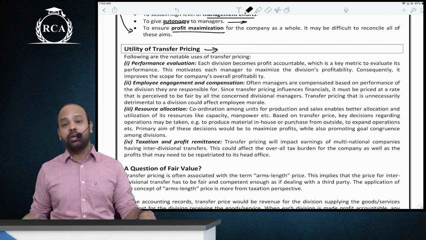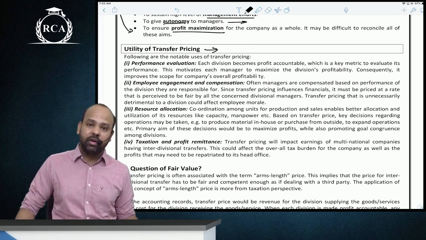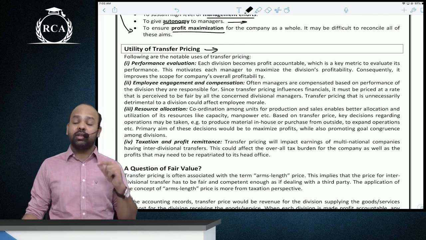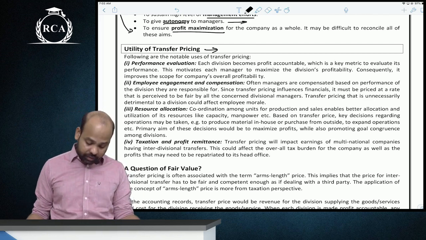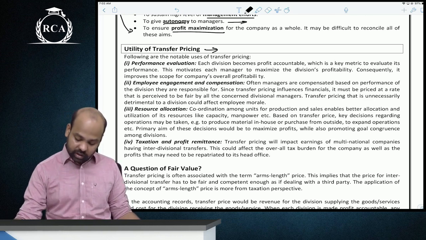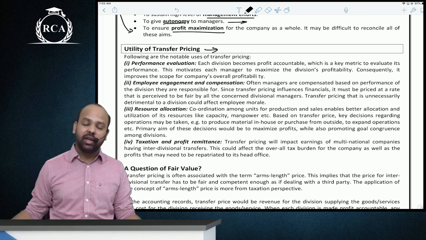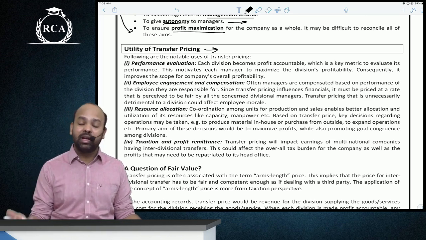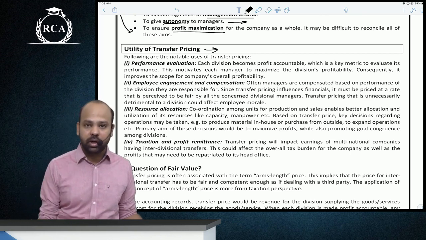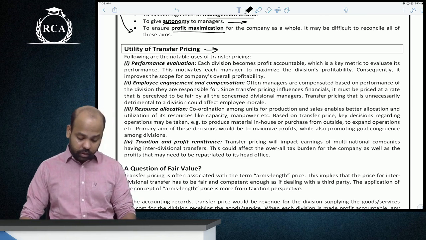It will be used for the purpose of resource allocation. Once you know the amount of divisional performance, you will know which division needs more investments, which division needs more resources. And finally, taxation and profit remittance. You can always use a transfer pricing system to increase the earnings. If you have a presence in multiple countries, you can plan your taxes better. Understood?